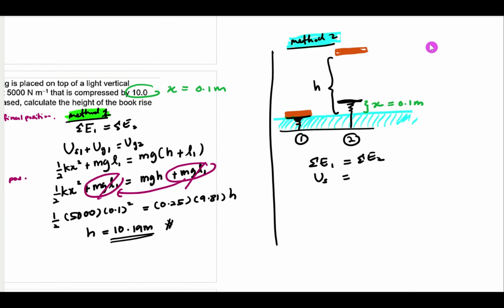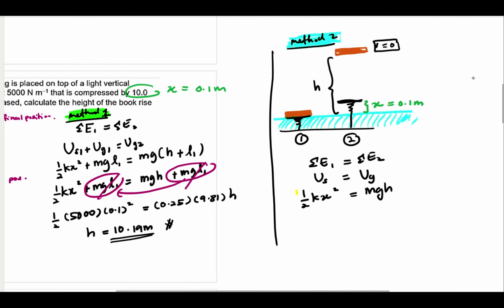At this moment, V is equal to 0, maximum height. And at this point, it will have height. This is what the question asked us to find, H. Right? That is, it has UG, gravitational potential energy. So it will be half kx squared equals mgh. So we directly get it.